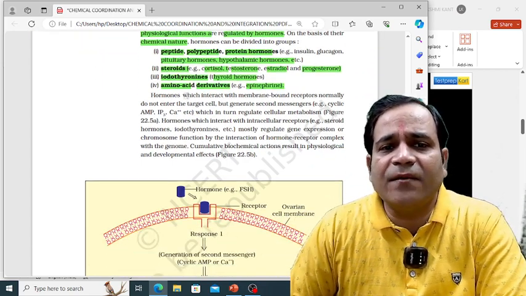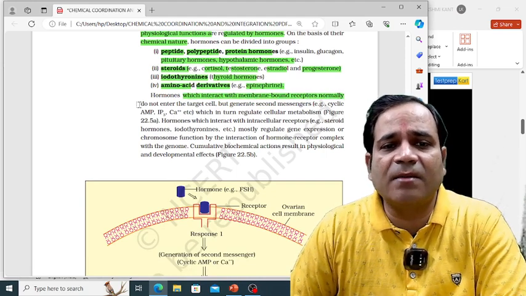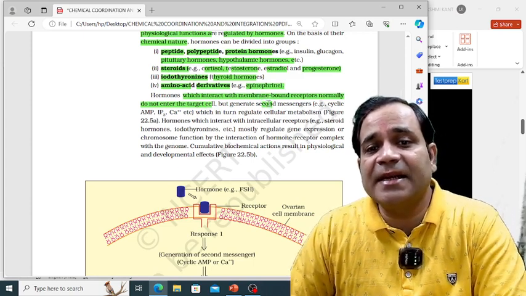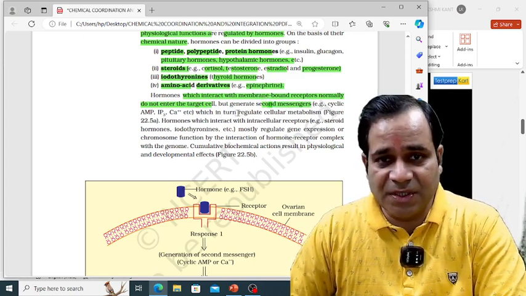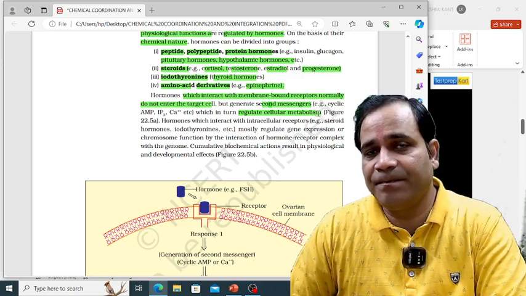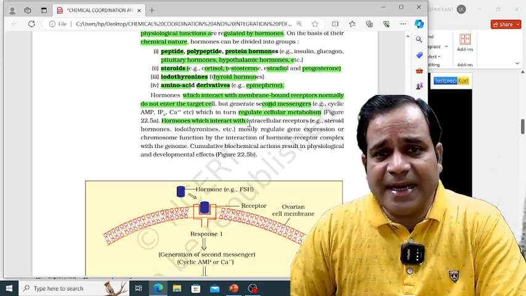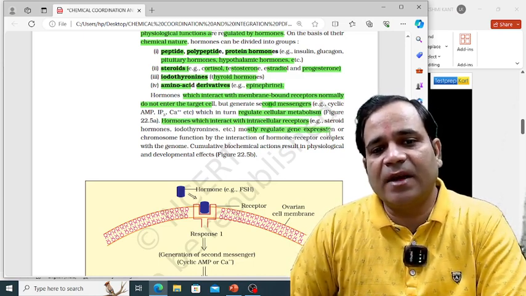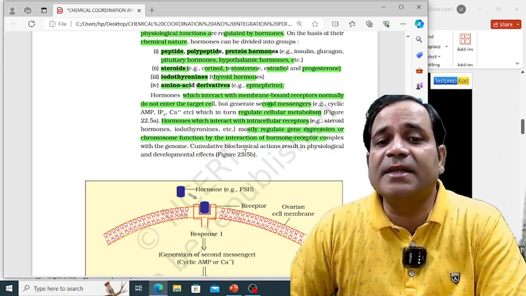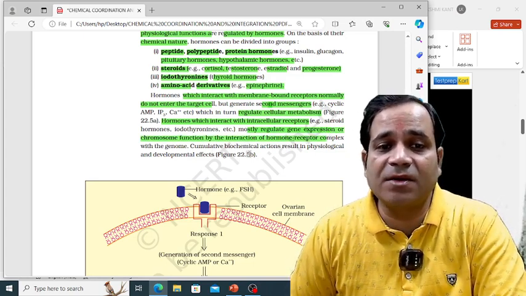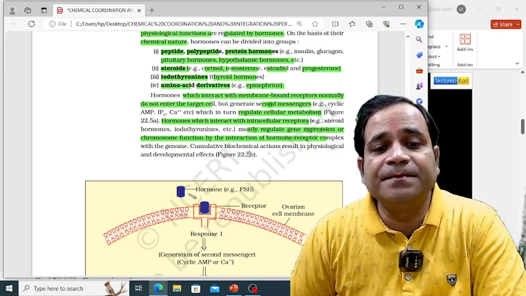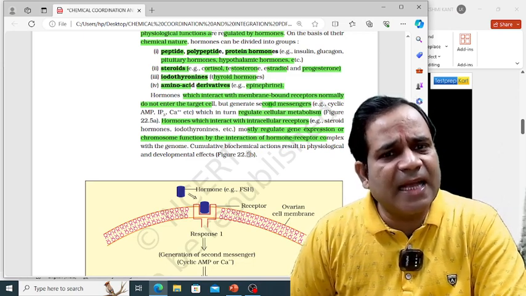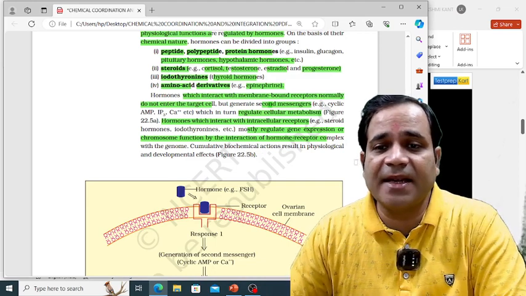So the hormones which interact with the membrane bound receptors normally do not enter the target cell but generate second messengers, that is cyclic AMP, which regulate the cellular metabolism, my dear. And the hormones which interact with the intracellular receptors mostly regulate gene expression. The gene expression or chromosome function is regulated by the interaction of the hormone receptor complex. Getting my point? So this cumulative biochemical action results in the physiological as well as the developmental effect, my dear.